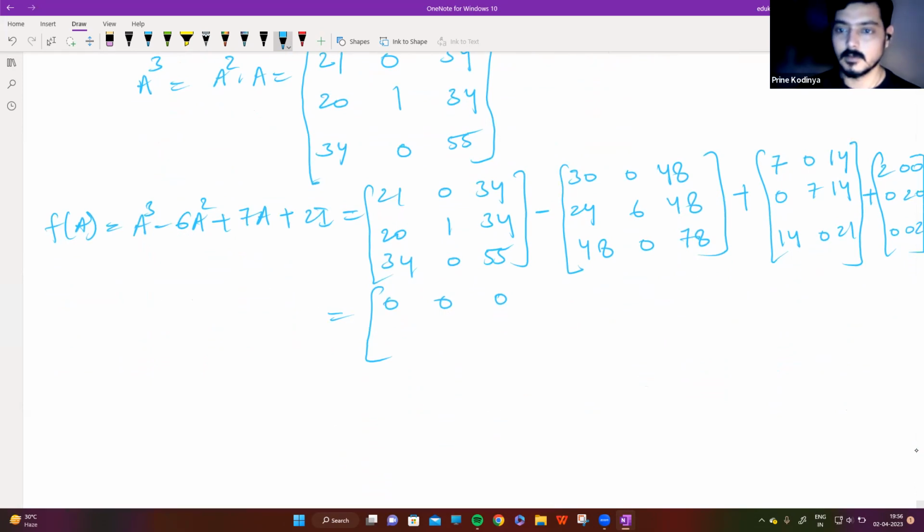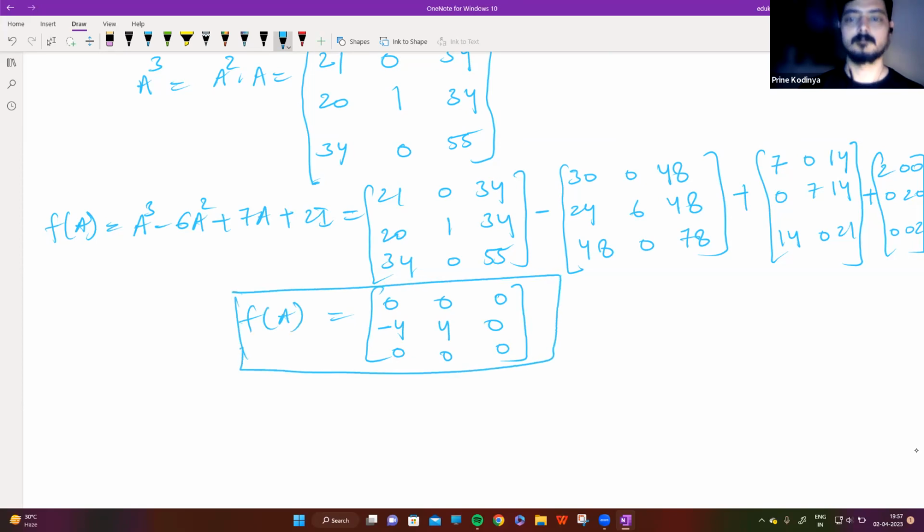I have taken a random one. 20 minus 24, minus 4. Yeah, see, this wasn't the correct matrix. 1 plus 7, 8, plus 2, 10, minus 6, 4. We'll solve this just like this. That will be the value for the matrix polynomial. In this case, this expression will be equal to 0, 0, 0, minus 4, 4, 0, 0, 0, 0.